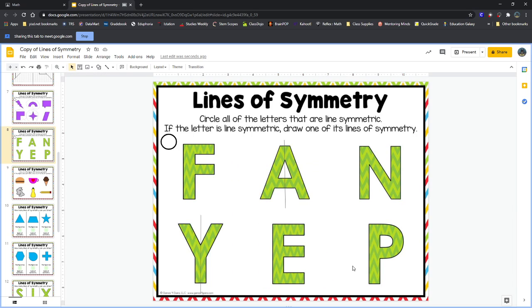What about the letter P? Are there any places on the letter P where I could draw a line and I would have two parts that are the same size and the same shape? Violet, what do you think? Yes or no?